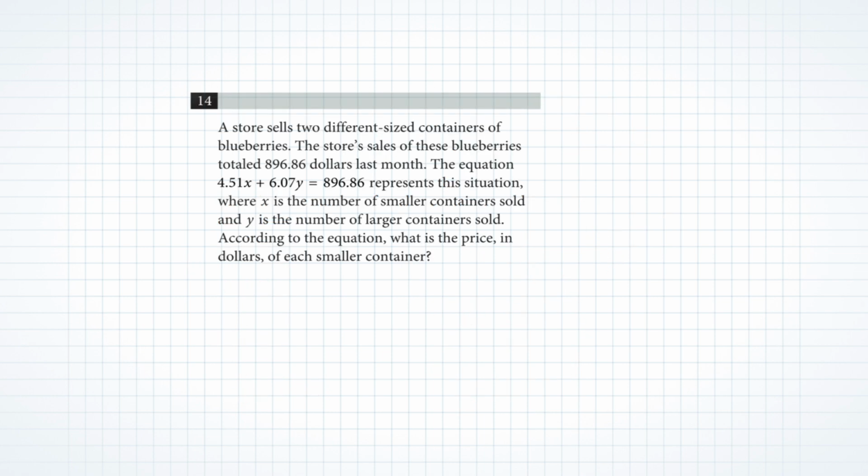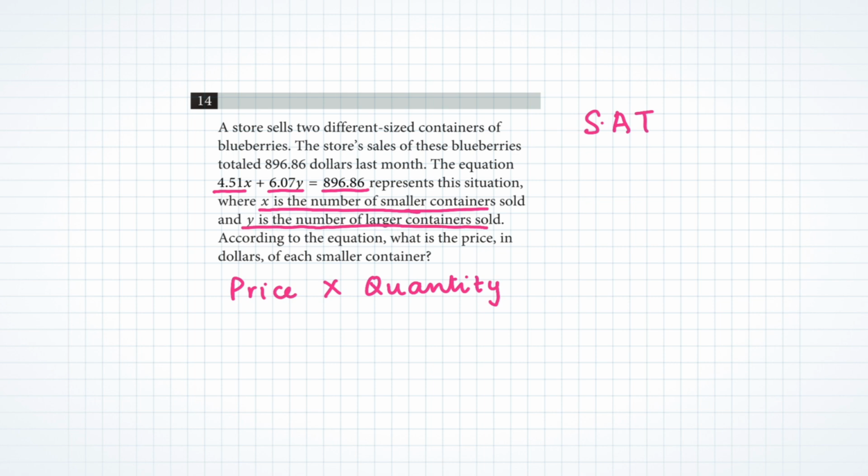Now let's try an advanced question that looks like a real SAT application problem. The equation is 4.51x plus 6.07y equals 896.86. Here, x stands for the number of smaller containers, and y stands for the number of larger containers. Each term, 4.51x and 6.07y, represents price times quantity. So 4.51 is the price for each small container, and 6.07 is the price for each large container.